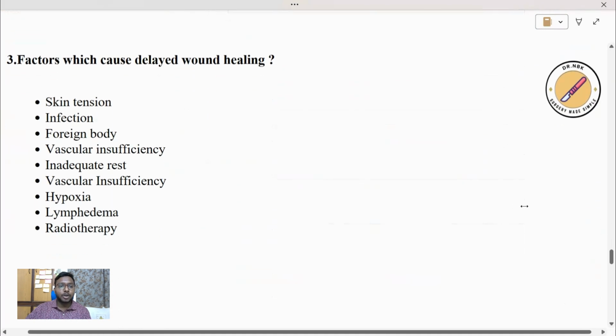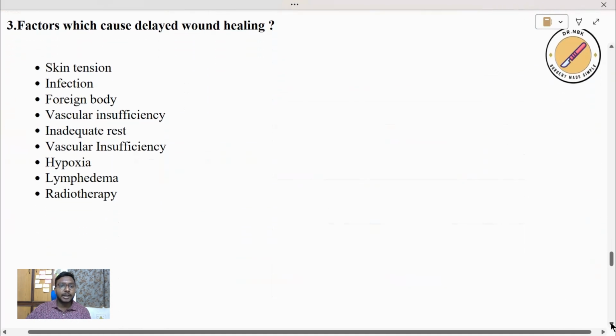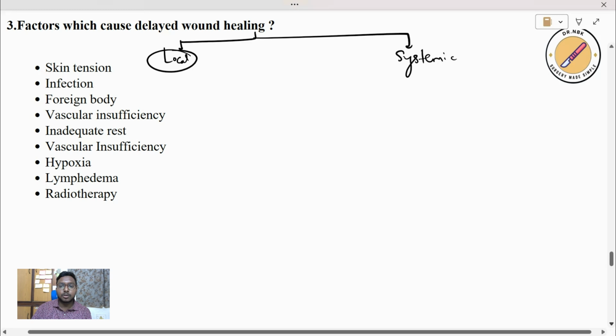Okay, right. Next, what are the important factors which will cause delayed wound healing? Please understand these factors can be divided into local and systemic. When it comes to local factors, one is skin tension. Whenever there is a localized infection at the site of wound, any foreign body, vascular insufficiency, and inadequate rest, then hypoxia, lymphedema, and radiotherapy. So you can remember it like a neurovascular bundle.